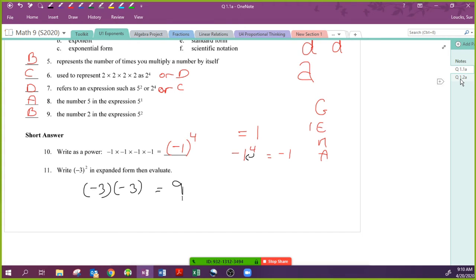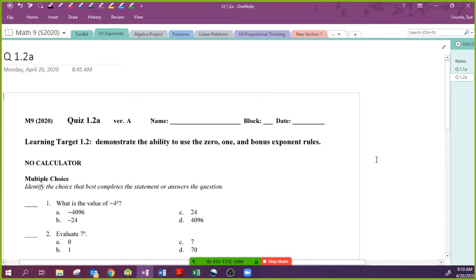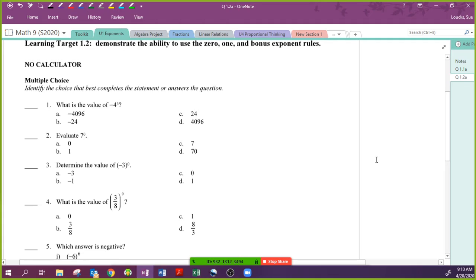Okay, let's go to the next quiz, 1.2a. And again, I want you to be doing this without a calculator. All the exponents questions that I'm going to give you are going to be without a calculator. So what is the value of -4 to the 6, and how the heck are you supposed to do that without a calculator? Well, you would know that 24 equals 4 times 6, so you know it's not -24, right? So now the question is, is -4 to the 6 going to be a positive number or a negative number?